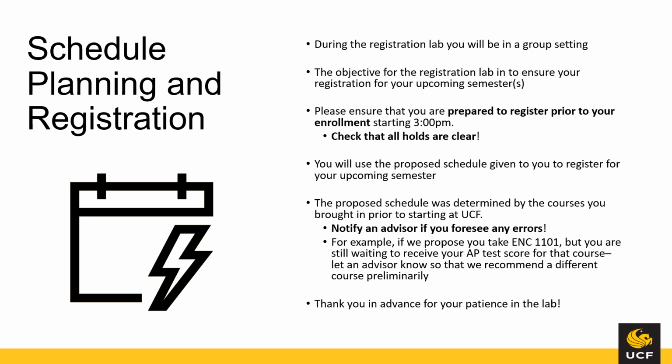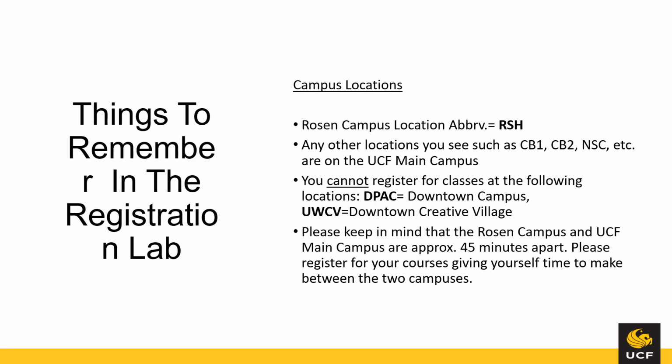So ensure that you enroll in courses that are required for your degree, and we will certainly help you with that, okay? And then additionally, we have a few different abbreviations and things to note, okay? So the Rosen campus location abbreviation is going to be RSH. So anything that says RSH 211, RSH 119, that's going to be a course at the Rosen campus, okay?